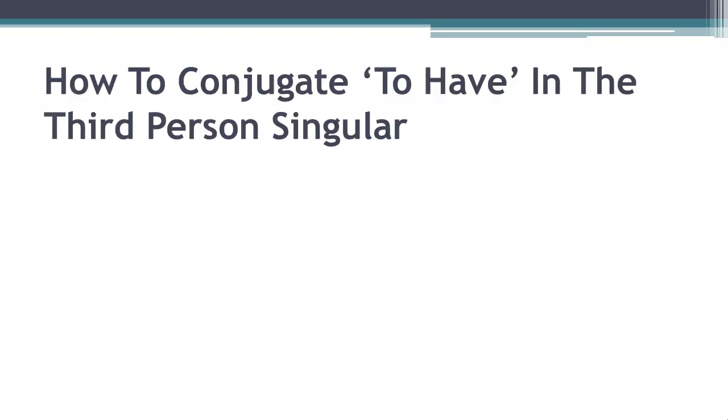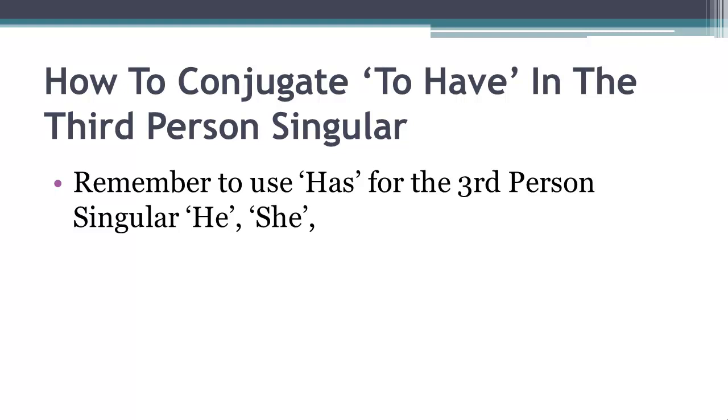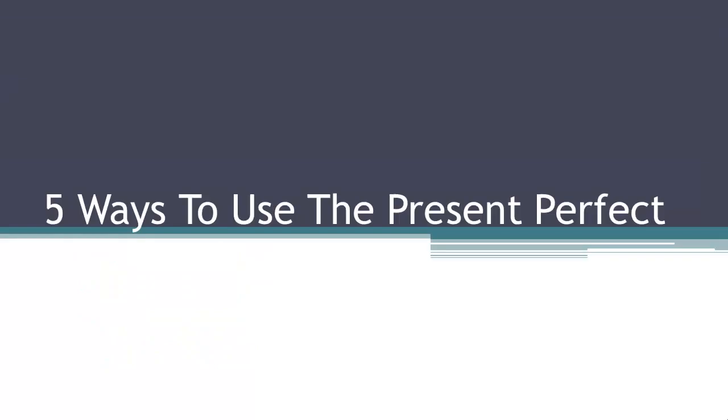and practice. Now let's talk about how to conjugate the verb to have in the third person singular. So far we've been using have plus the past participle. But in the third person singular, remember to use has for he, she, and it. Here's some examples using the sentences we saw before. He has worked. He has lived. He has gone. And he has driven. So now let's take a look at 5 ways to use the present perfect.